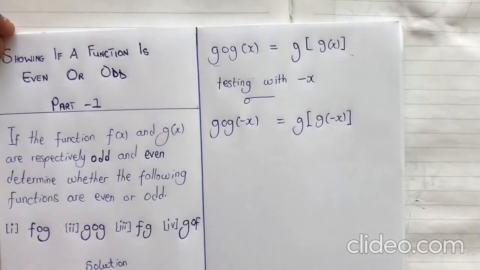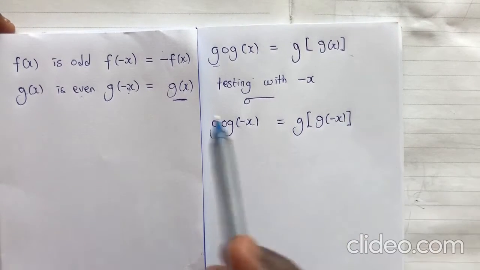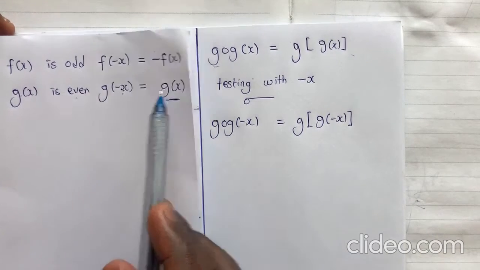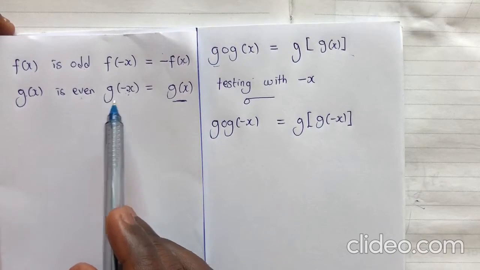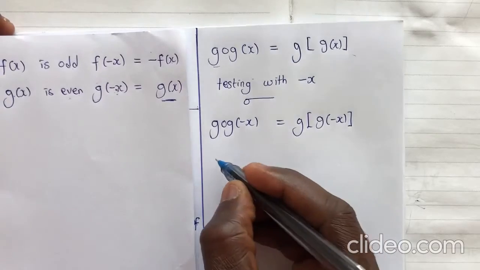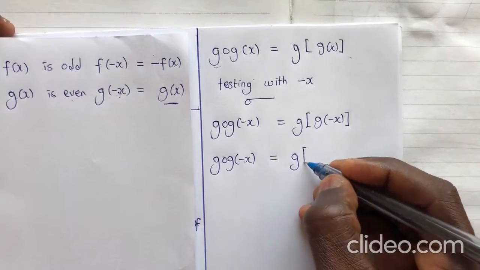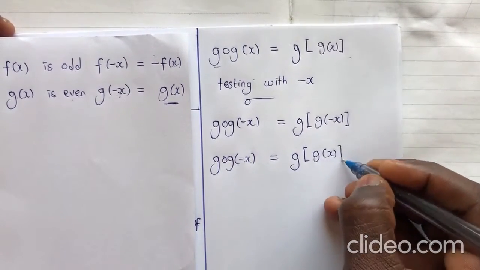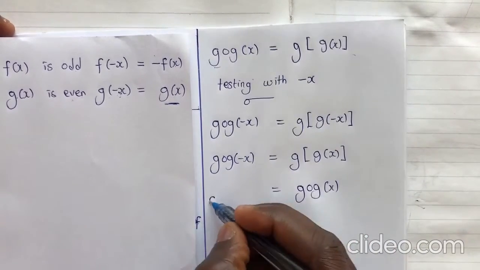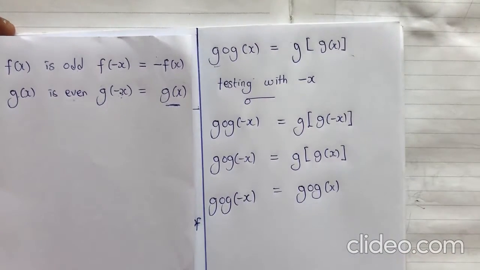Okay, now we go back to our rule. So what is g of negative x? g of negative x generates the result g of x, because g of x is an even function. So wherever we see this one here, we substitute what? g of x. So we have gog of negative x giving us what? g into bracket g of x. Now this result is the same as gog of x. So gog of negative x is gog of x, which is an even function.